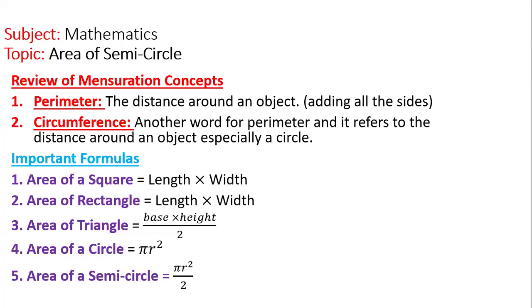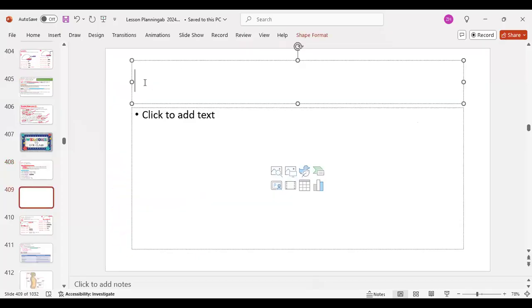Pi r squared. Now today we're going to be looking at how to figure out the area of a semicircle. And as you can see on the screen, what's the formula? Pi r squared divided by 2. Very good. All right. So let's get right into it. Now you could start writing. Let's head up. Today, my name is Mr. Petit.